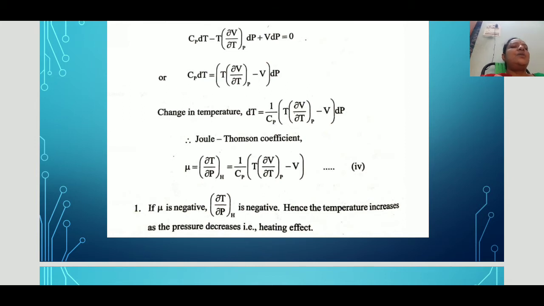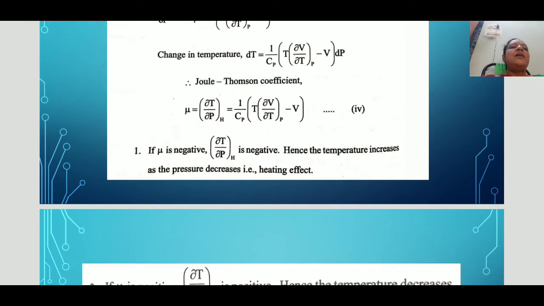This is the Joule Kelvin coefficient, that is mu. By using this equation, we can understand which gas heats up or which gas cools when it passes through this porous plug. If, say, first case, mu, the Joule Kelvin coefficient, is negative, what is the meaning? If this is negative, the temperature increases.